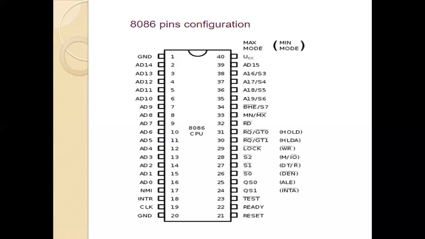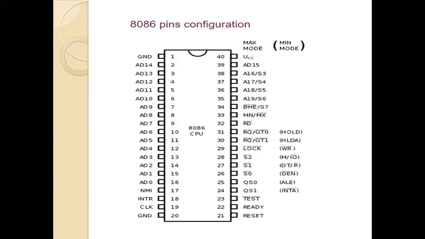Next is HOLD, pin number 31. It indicates to the processor that external devices are requesting access, that another device wants to access the address/data bus. Next are pin numbers 25 and 24, that is QS1 and QS0. These are the queue status signals, which tell the operation related to pipelining.